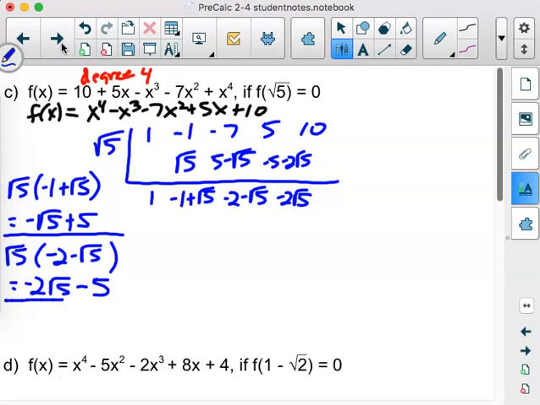So off to the side again. Square root of 5 times -2 square roots of 5. That will be -2 times 1, which is -2. Square root of 5 times the square root of 5 is the square root of 25, which is 5. Hey, look, there's our -10. Woohoo!